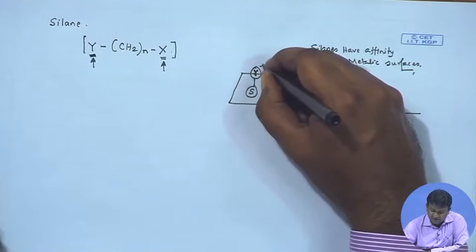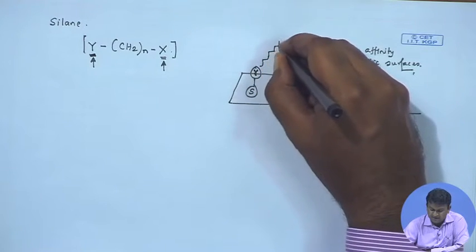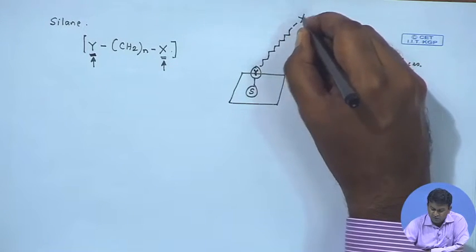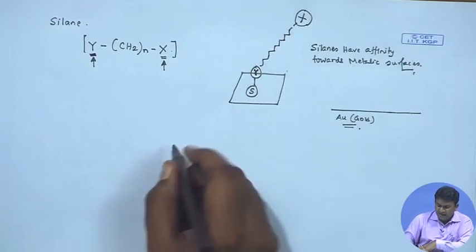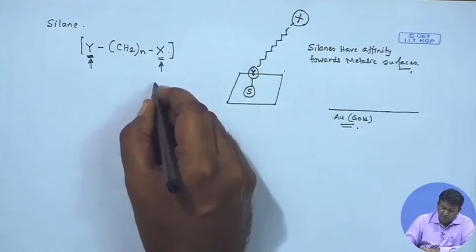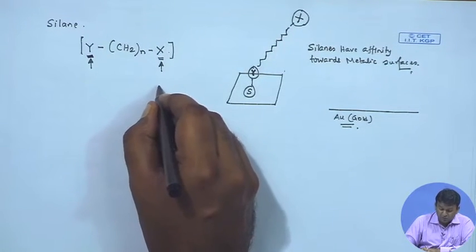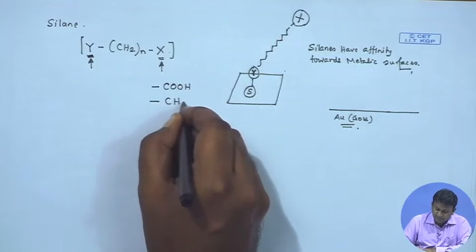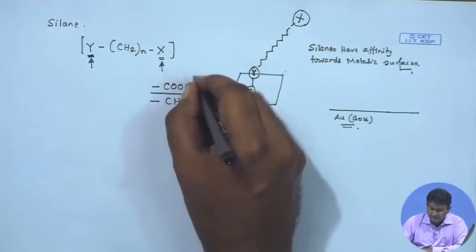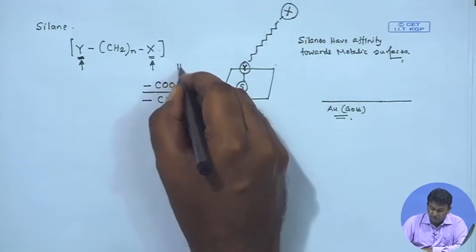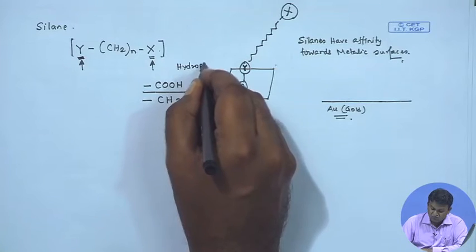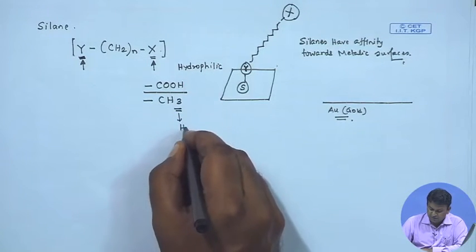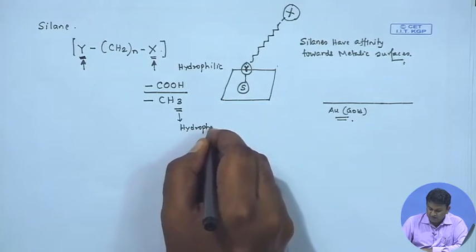So, now the structure of the molecule is something like this. This is the hydrocarbon tail, and on the other end you have this group X, and this X you can have different types of end groups. So, you can have groups like COOH or CH3, and it turns out this is an acid. So, this is hydrophilic. In contrast, this is a pure hydrocarbon. So, this is hydrophobic.